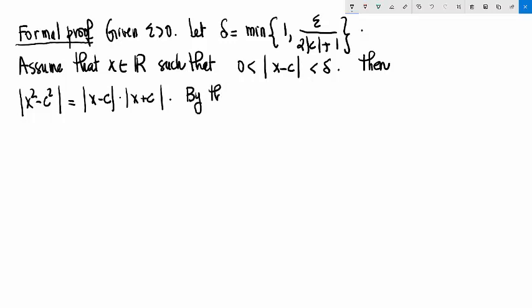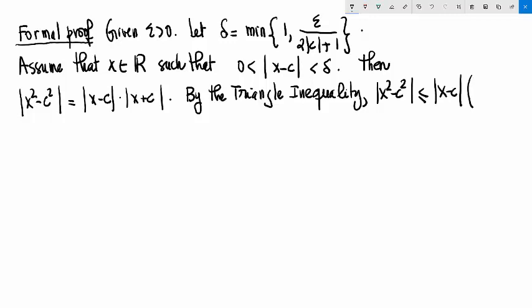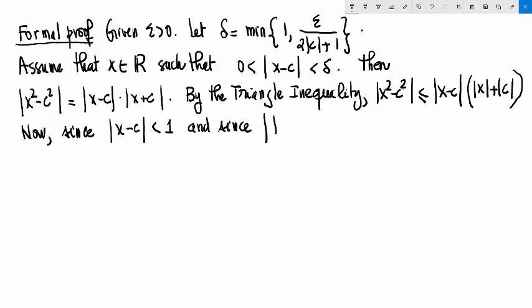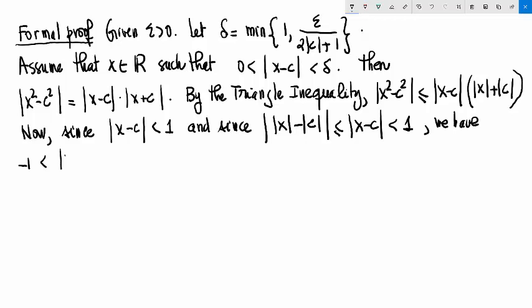And by the triangle inequality, we have that the absolute value of x squared minus c squared is less or equal to the absolute value of x minus c times the absolute value of x plus the absolute value of c. Now, since the distance between x and c is less than 1, and since the distance between the absolute value of x and the absolute value of c is less or equal to the distance between x and c, which is less than 1, we have that negative 1 is less than this quantity here.